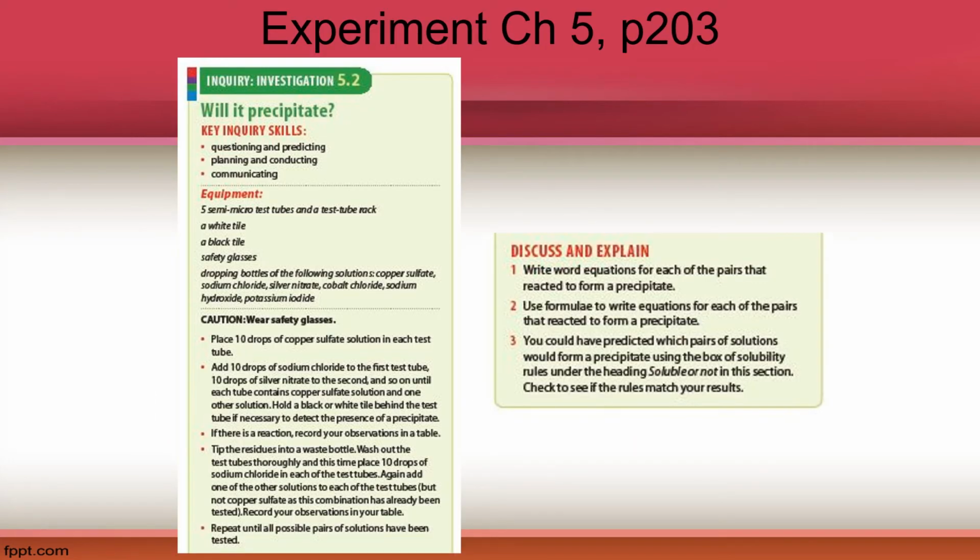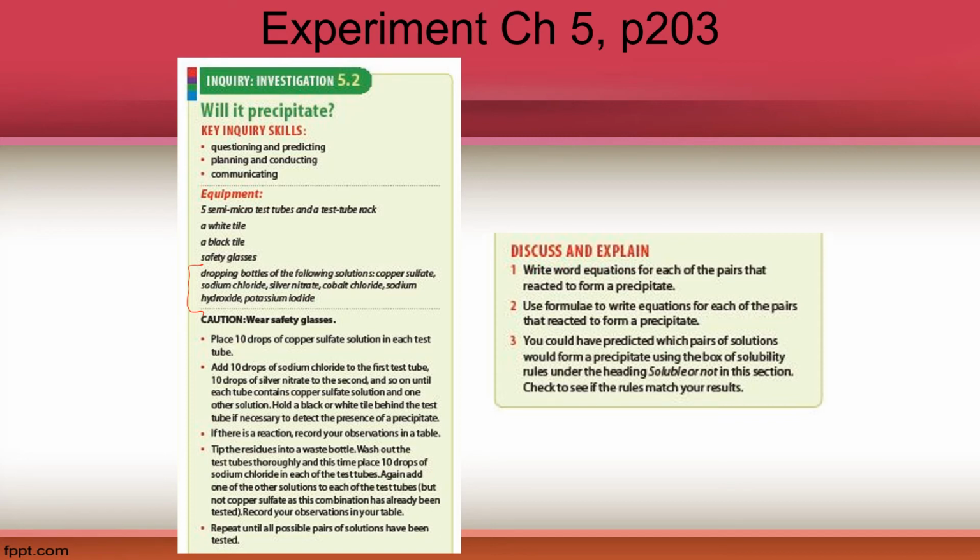Right, what we're going to look at is this particular experiment, where what we're going to do is work out some precipitates. We have little test tubes, and we're going to have these particular bits of equipment: copper sulfate, sodium chloride, silver nitrate, cobalt chloride, sodium hydroxide, and potassium iodide. I'm going to put little drops of them in the little test tube, and then drops of another clear chemical. See how they actually react. See if it forms a precipitate.